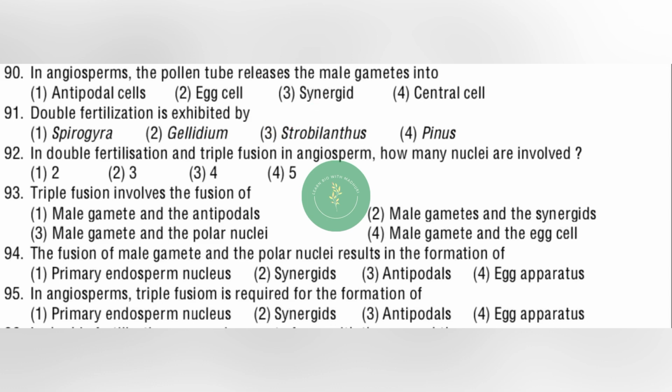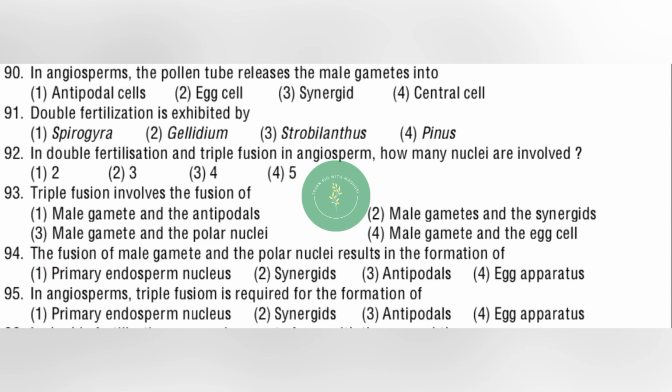Question number 92. In double fertilization and triple fusion in angiosperm, how many nuclei are involved? And the option is 4, that is 5. Question number 93. Triple fusion involves the fusion of, and the option is 3, male gamete and the polar nuclei. Question number 94. The fusion of male gamete and the polar nuclei results in the formation of, and the option is 1, primary endosperm nucleus.